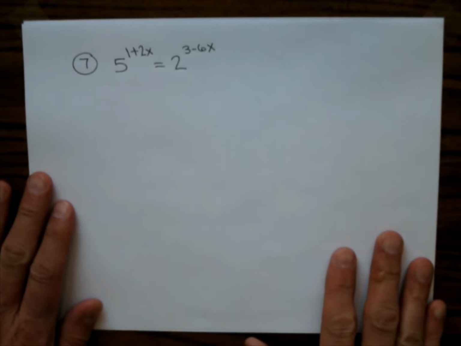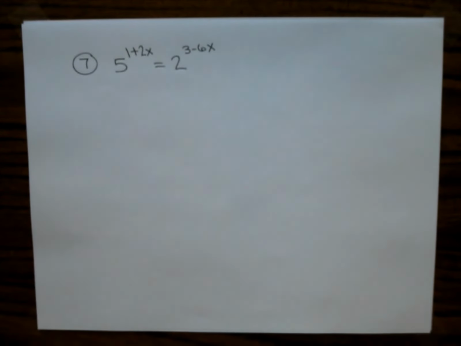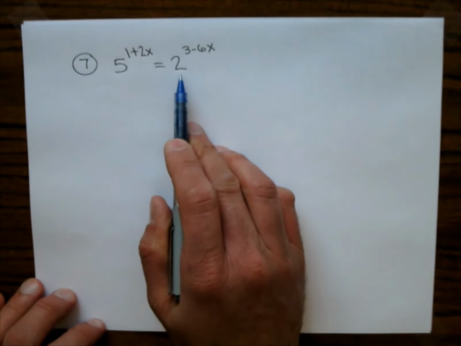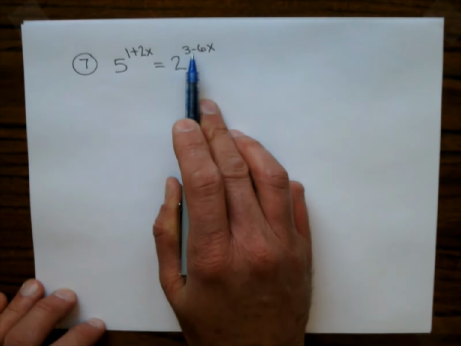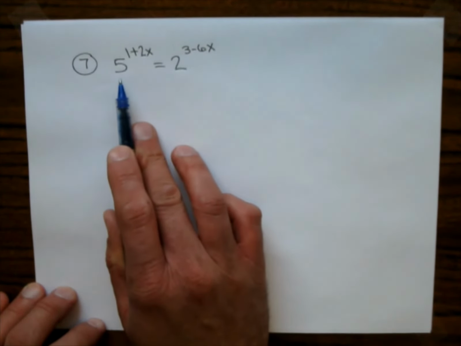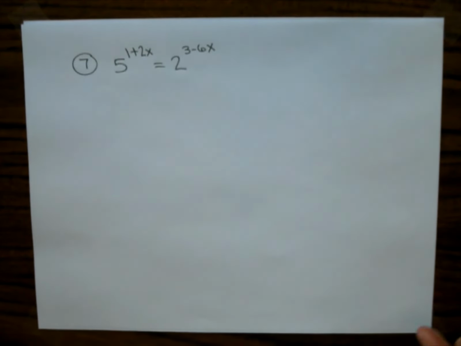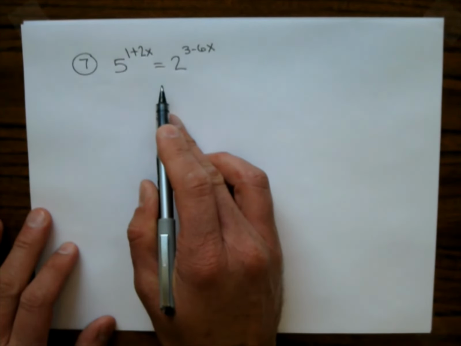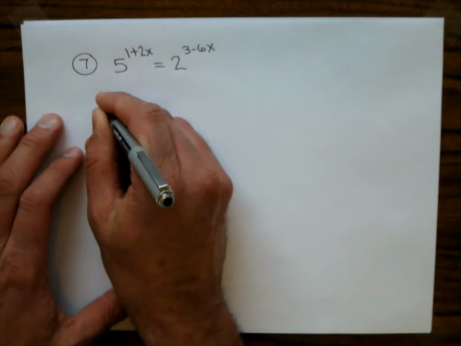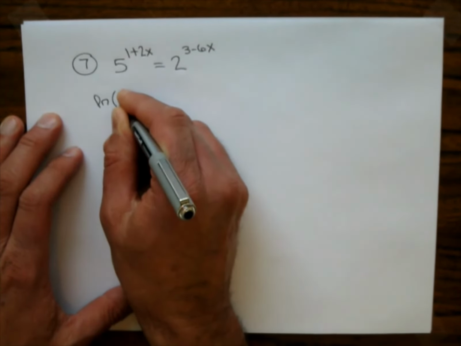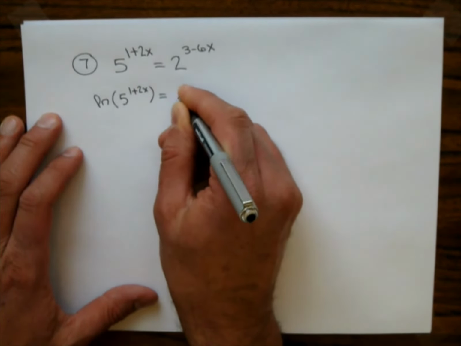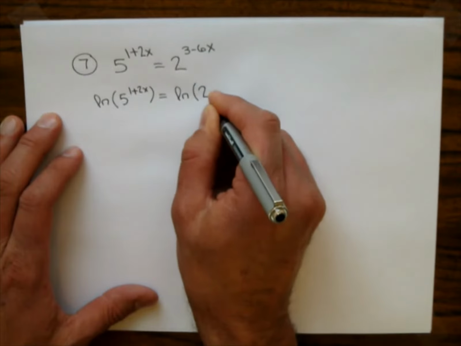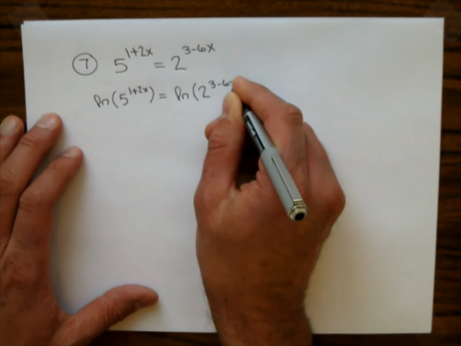This problem right here is not a basic exponential equation like we've been looking at, where something to some power equals a number. Now this is a base to a power equals another base to a power, and unlike the last problem, those are not the same bases. So what I'm going to do on this problem is start off by ln'ing both sides. ln 5 raised to the 1 plus 2x power equals the ln of 2 raised to the 3 minus 6x power.